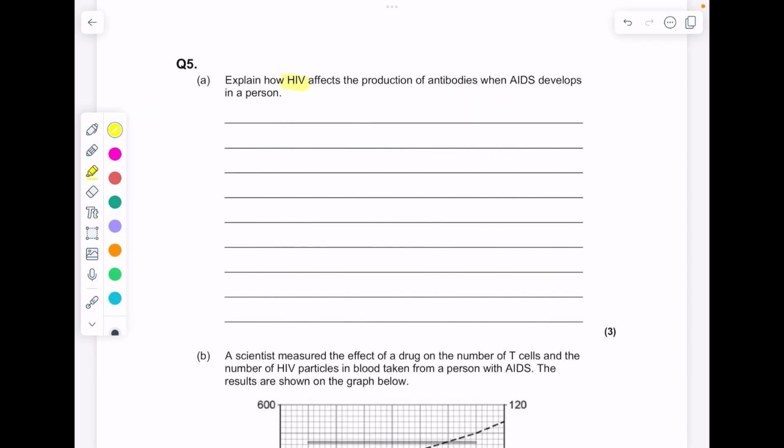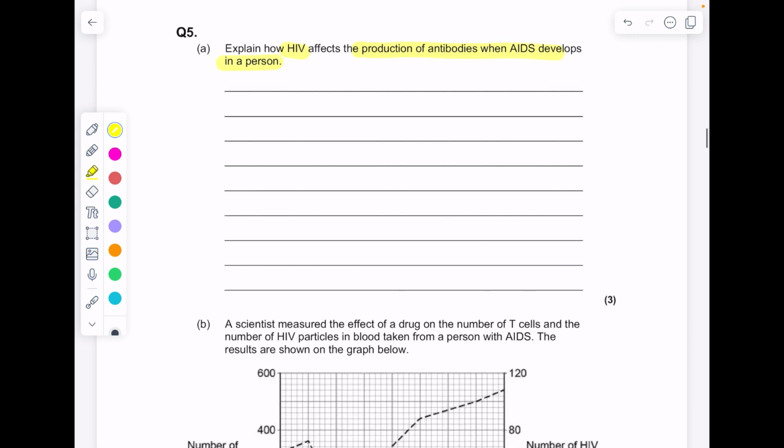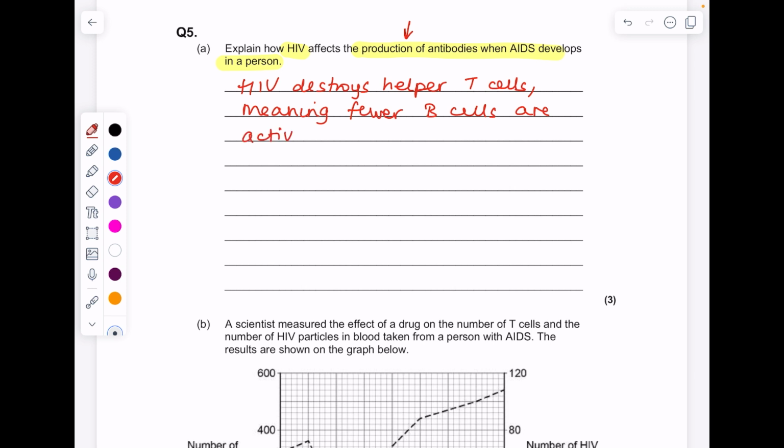Explain how HIV affects the production of antibodies when AIDS develops in a person. That's clearly going to decrease the production of antibodies, but why does it do that? Think about the type of cell the HIV infects. So HIV destroys helper T cells, meaning fewer B cells are activated. Remember, that's the role of T helper cells, so fewer antibodies are produced.